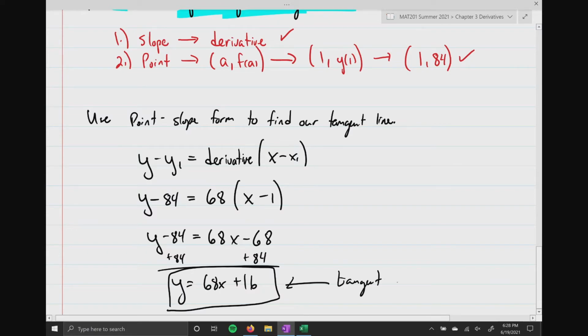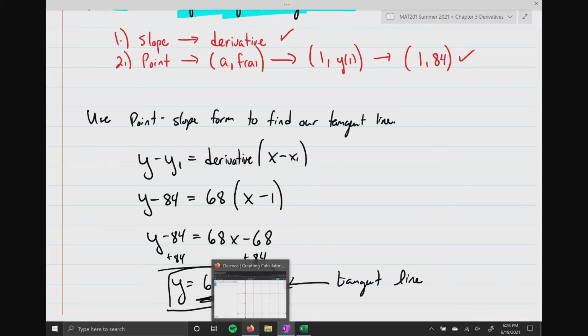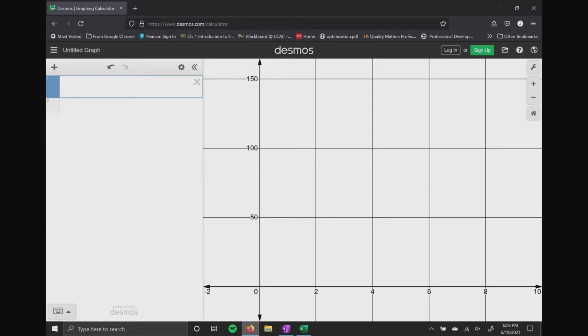Now, if we've done everything correctly, we can go into Desmos. We're going to graph the model. We're going to graph our tangent line. And this line right here that we just found, this line should touch at 1 comma 84, and it's only going to touch once. So let's see how that works. So here we go. Let's start typing everything in.